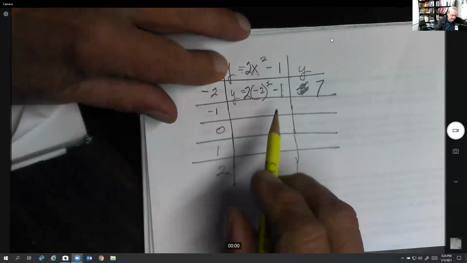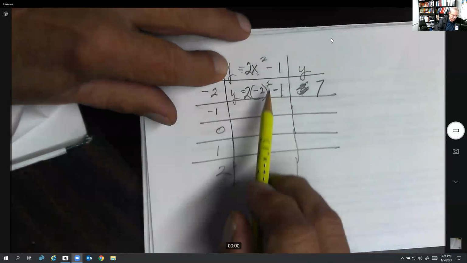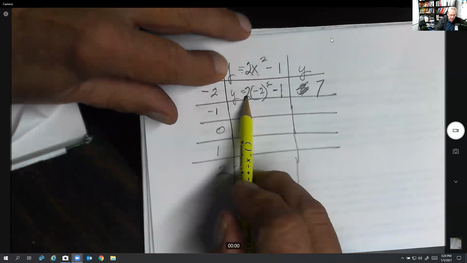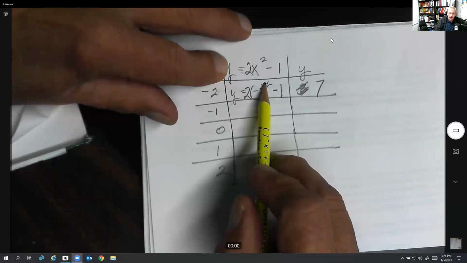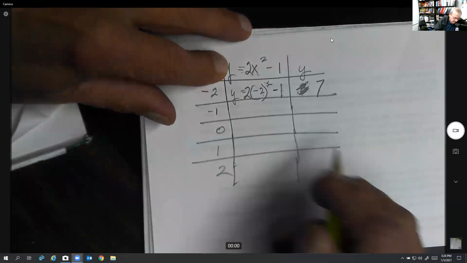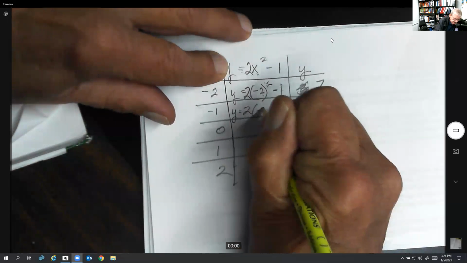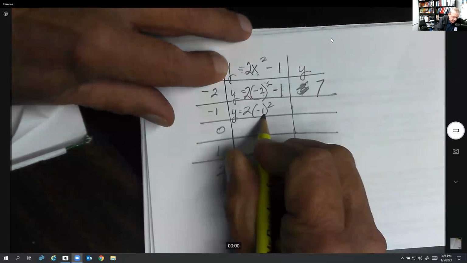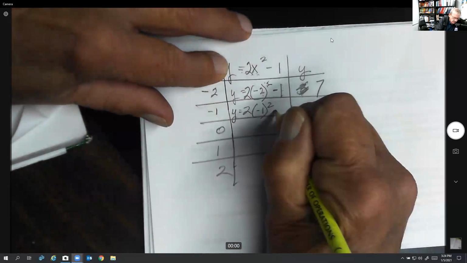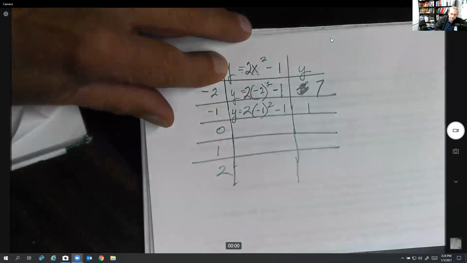Okay, so it's kind of important that if you have a number in front, don't multiply these together, because that would give you negative 4 squared, negative 16. You make a big mistake. So we're going to keep the 2 in front. This is a negative 1 squared, which is 1, times 2 is 2, minus 1 is 1.